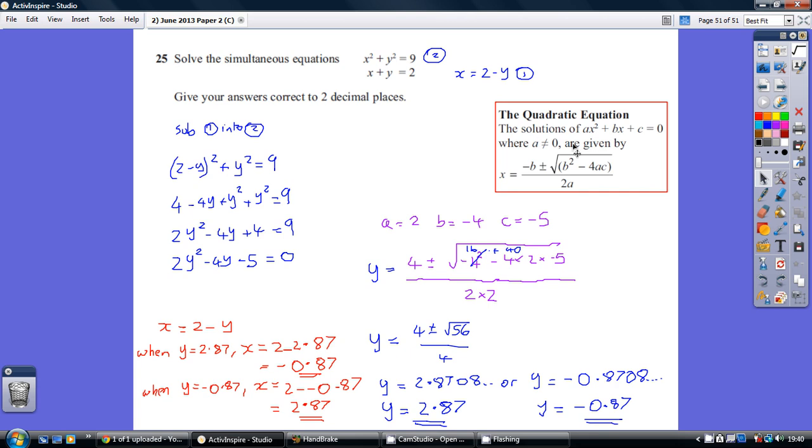So using the quadratic equation, a being 2, b being minus 4, c being minus 5. We substitute that in and we get y being either 2.87 or minus 0.87. So there are y values, and then we substitute back into either of these, but obviously it makes a lot more sense to substitute into the easier one. So substituting our y values into this, we got our 2 appropriate x values.